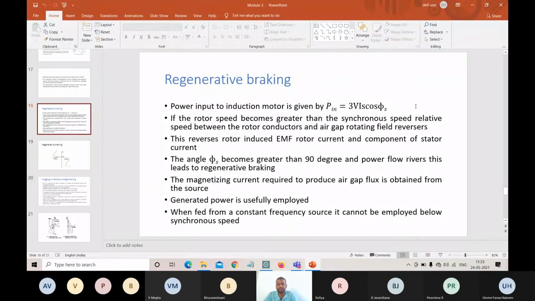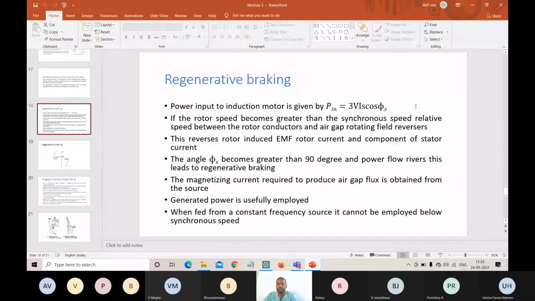First and foremost, let's consider the input power. The motor input power is given by VI cos phi. For a three-phase induction motor, we can write it as 3 V I cos phi, where Is is the input current and phi s is the stator angle. Now, what happens if the rotor speed becomes greater than the synchronous speed, and what happens when the rotor speed is less than the synchronous speed?